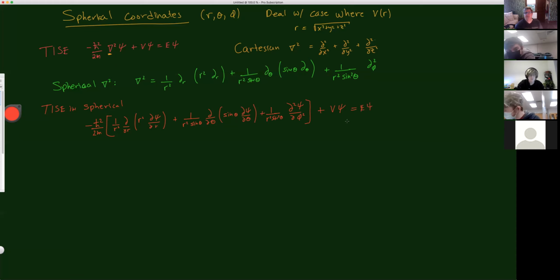So there's the TISE in spherical coordinates, right? Not the prettiest thing in the whole universe.